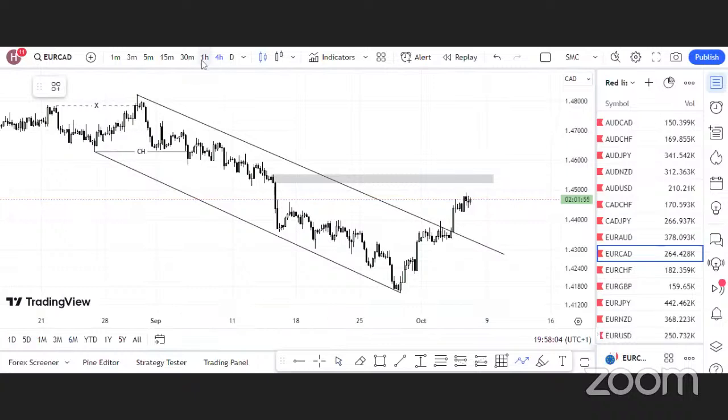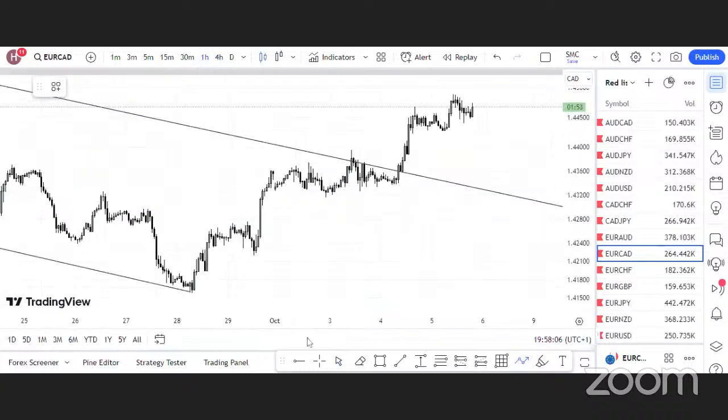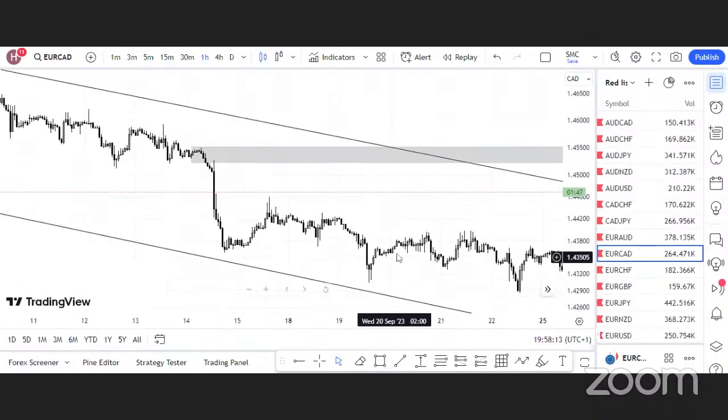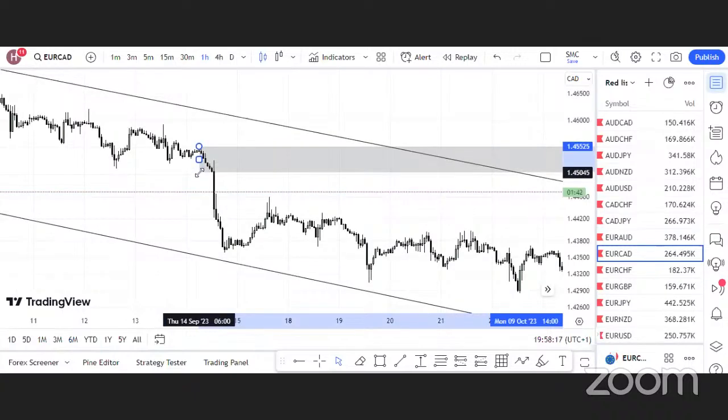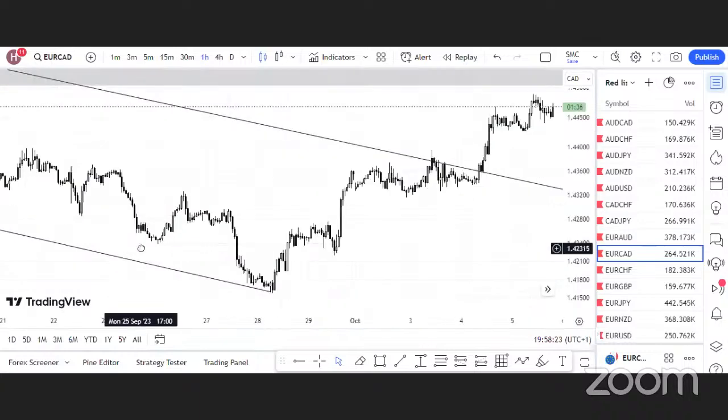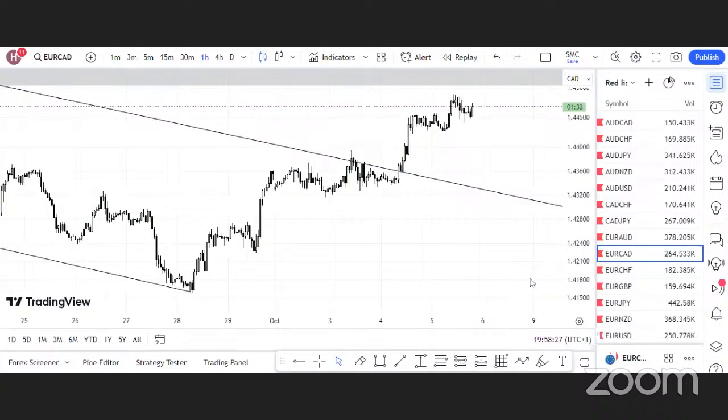So this is the 4 hour time frame. Let's go to the lower time frame. Let's go to the 1 hour time frame and see if that would actually work out. Yes, I think this will work out. I honestly think this will work out. All right.